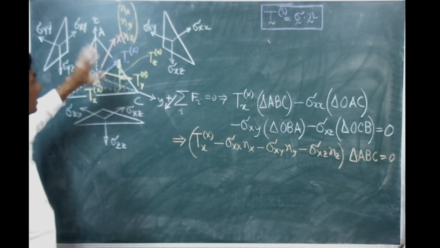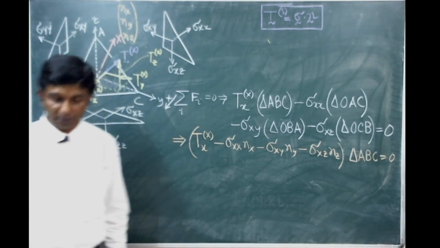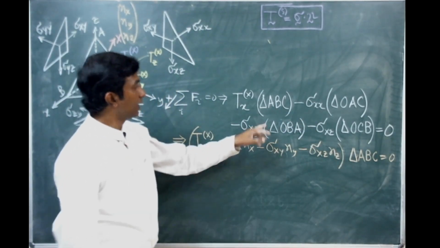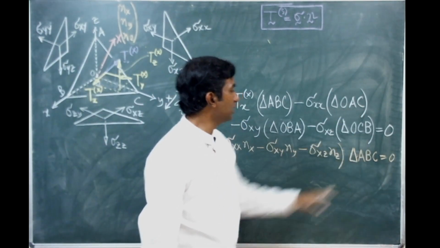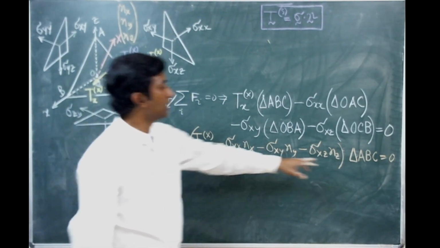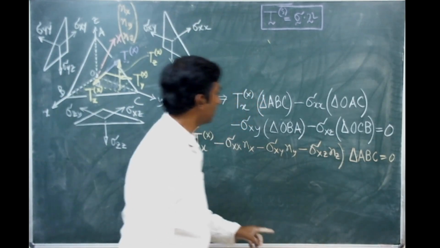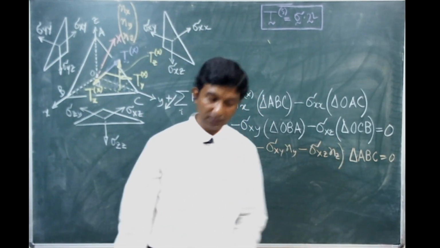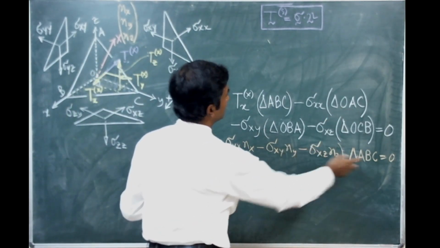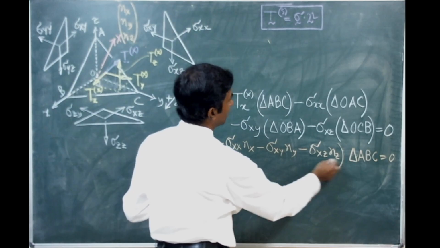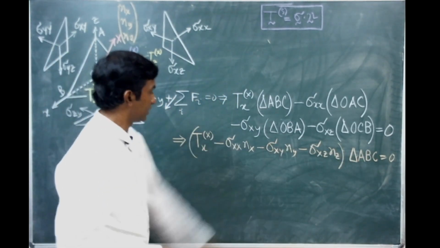That's why you see that we are taking the nx, ny, and nz. In terms of that, we are writing down area OBA, area OAC, and area OCB as nx times area ABC, ny times area ABC, and nz times area ABC respectively. So nx times this area means this one, ny times this area means this one, nz times this area means this one. So we arrive at the first statement.